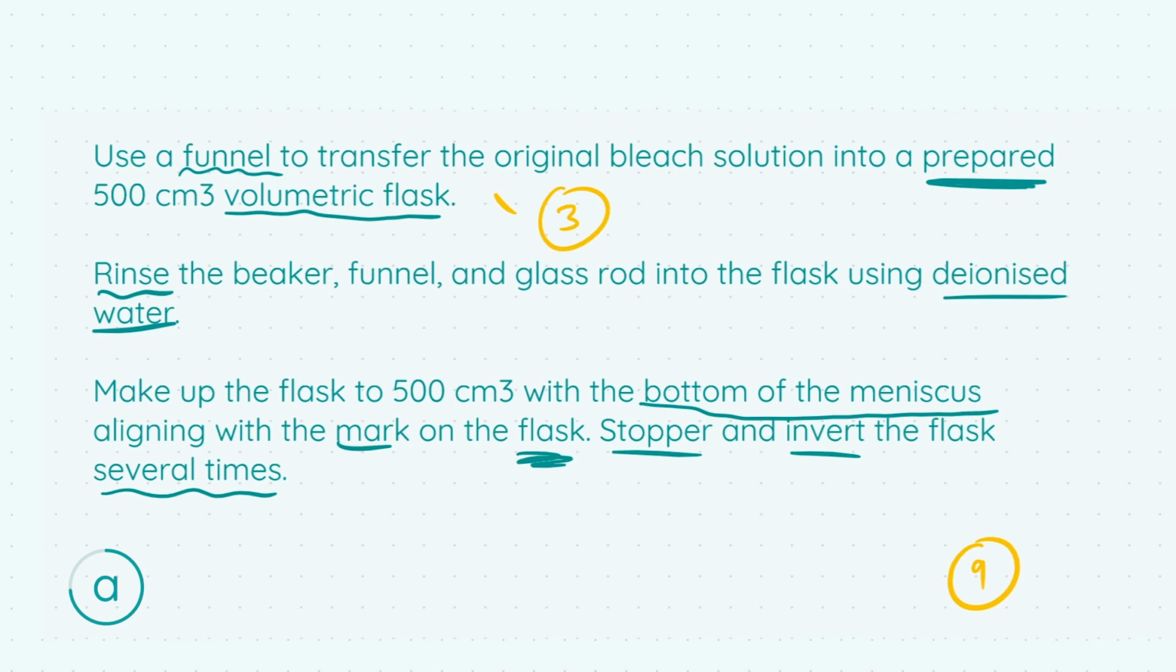So you got 3 marks for saying that you need to rinse the beaker, funnel and glass rod into the volumetric flask, making sure to use the deionized water. As well as that, you can also say that you want to make up the flask to the bottom of the meniscus with the aligned mark on the flask, and stopper and invert it as well, and you got 3 marks for that as well.